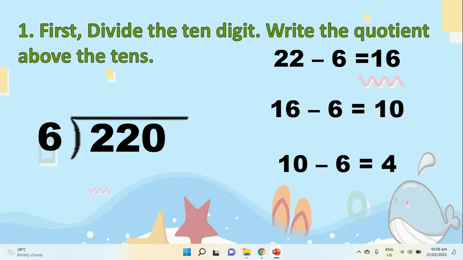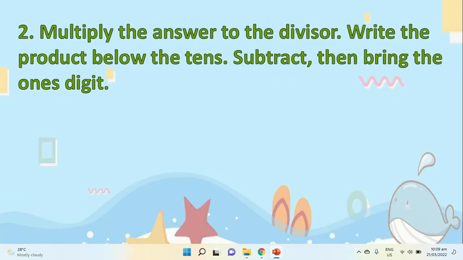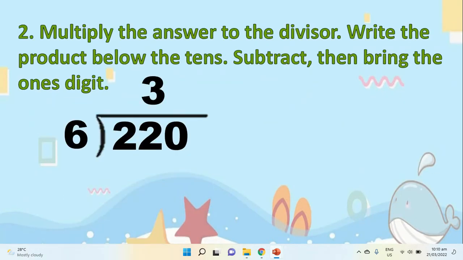So we will count how many times we subtracted: 1, 2, 3. So we will put 3 above the tens here. And then we will multiply the quotient and the divisor. So 3 times 6 is 18. So you will put the product below the tens. And then subtract.